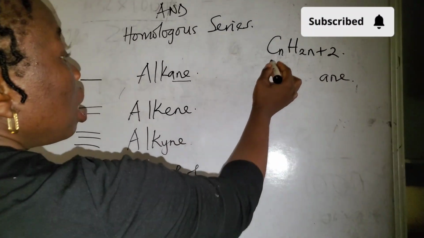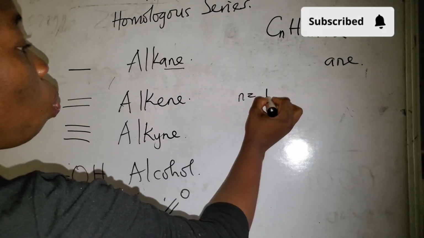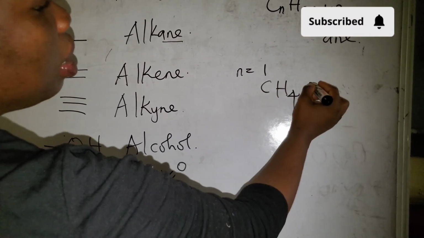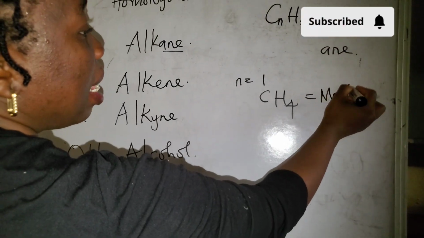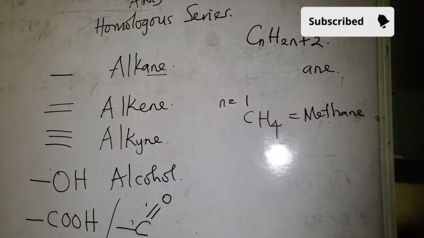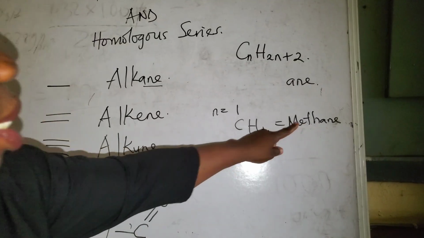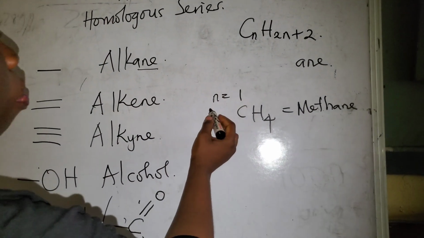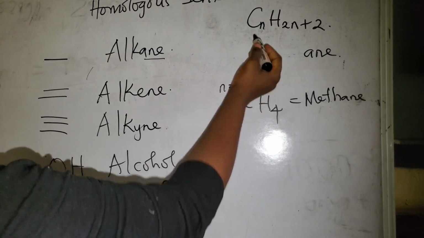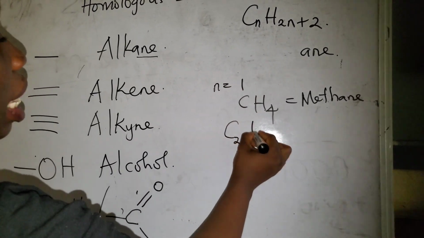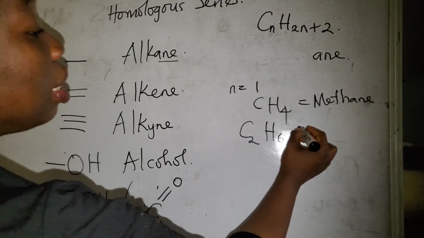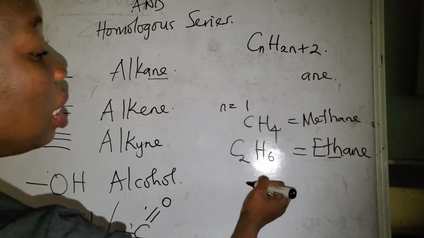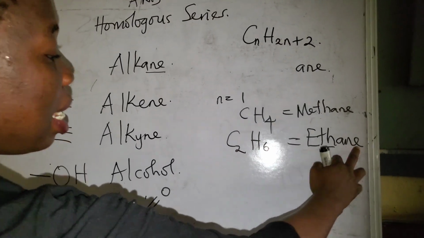So if I put n equal to 1, it means I will say CH4, and this CH4 becomes methane. So one carbon is called meth, and the family is ane. Now if I put n to be 2, it means I have C2H6, and thereafter we will have this as ethane. So 2 carbons is eth, and the family is ane.